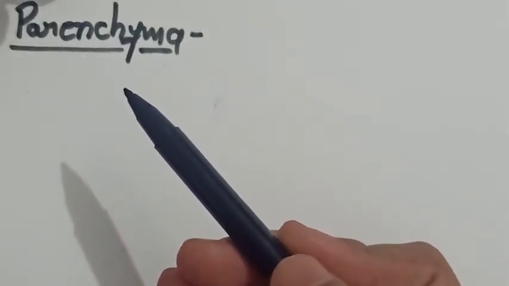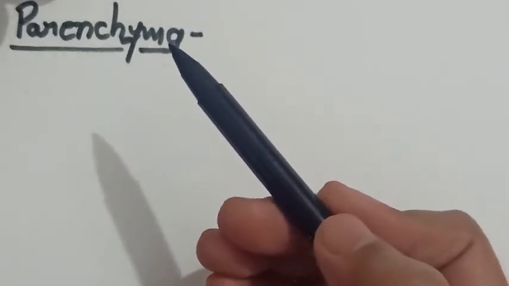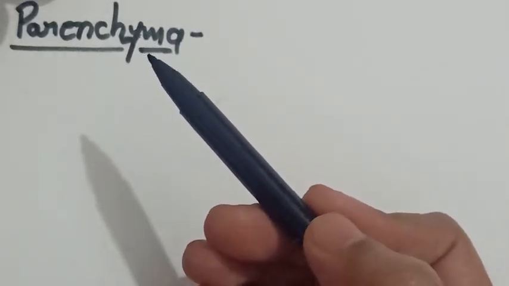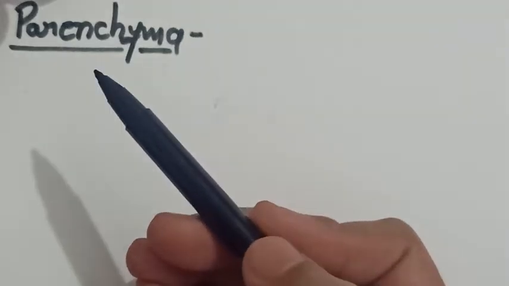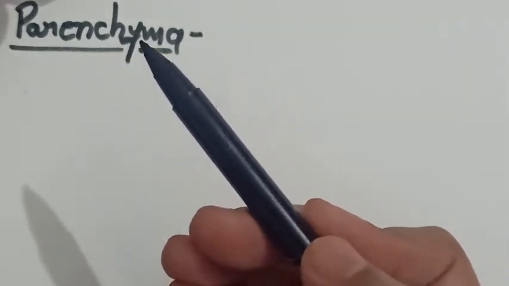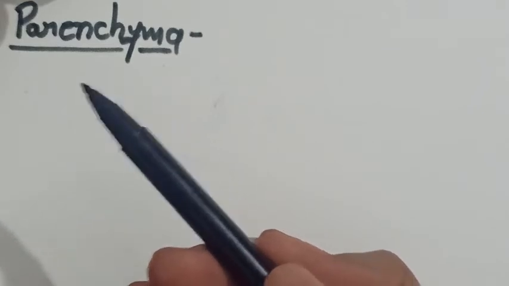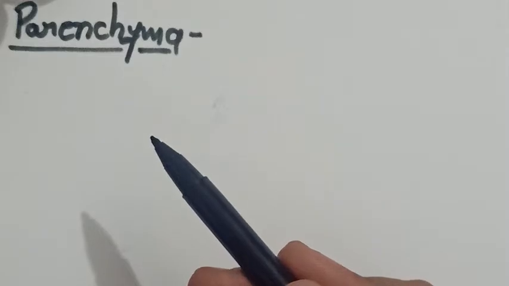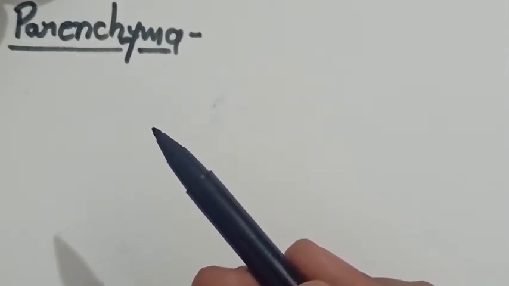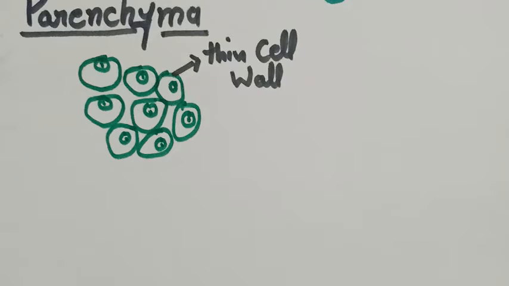So today I am going to start the next topic, that is parenchyma. It is a type of simple tissue, that is why it is made up of a number of cells. Now, the first thing is parenchyma structure. Parenchyma cells could be round, oval or polygonal. They have thin cell walls made up of cellulose.